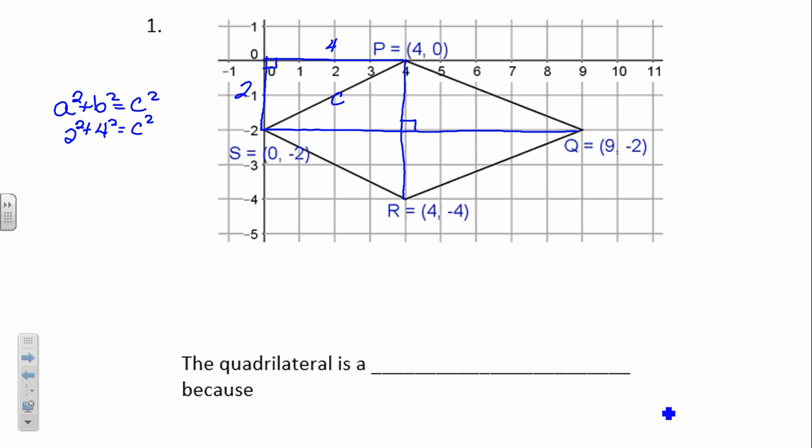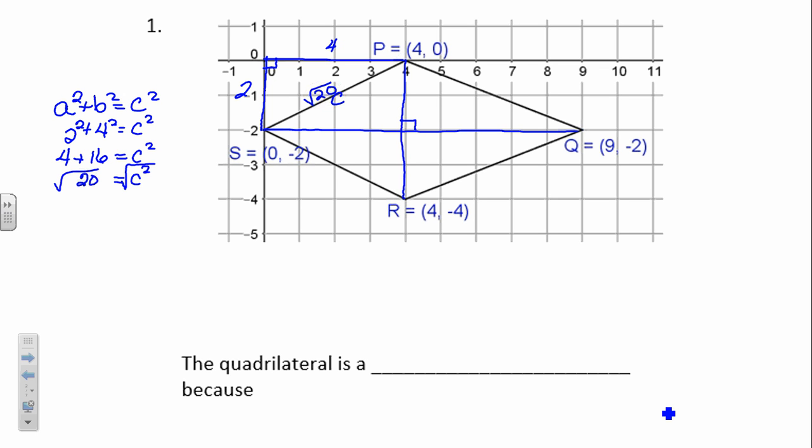So what is 2 times 2? And what is 4 times 4? So 4 plus 16 is 20. If C squared is 20, then how do we figure out what C is? The opposite of squaring is square root. So C is going to be the square root of 20. And that's how you show your work.